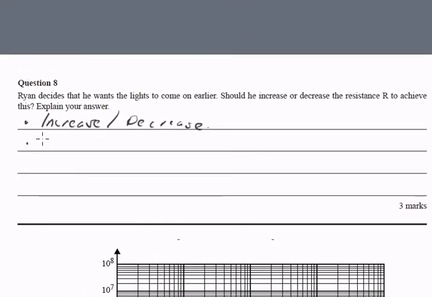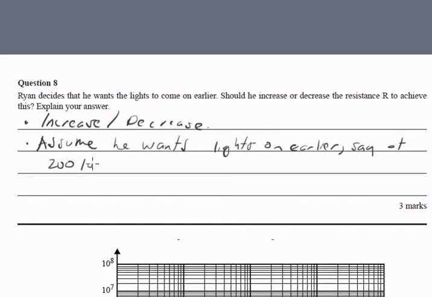So what I write for this one is I assume he wants lights on earlier, say at 200 lux, and in that case the resistance of the LDR equals 1,000, which is just what I read off the graph then, 1,000 ohms.